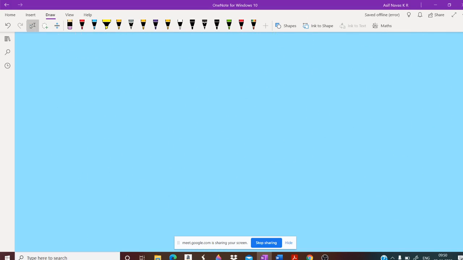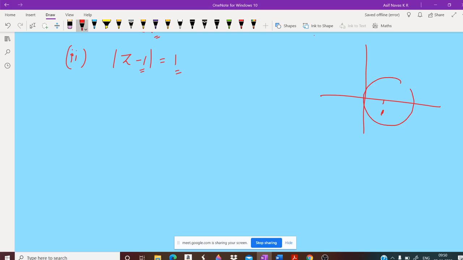So first step is we have to draw the curve path. So this is a circle with center 1 and radius 1. So this is our C, and we have to integrate the integral over C of (z square plus 1) by (z square minus 1) dz.